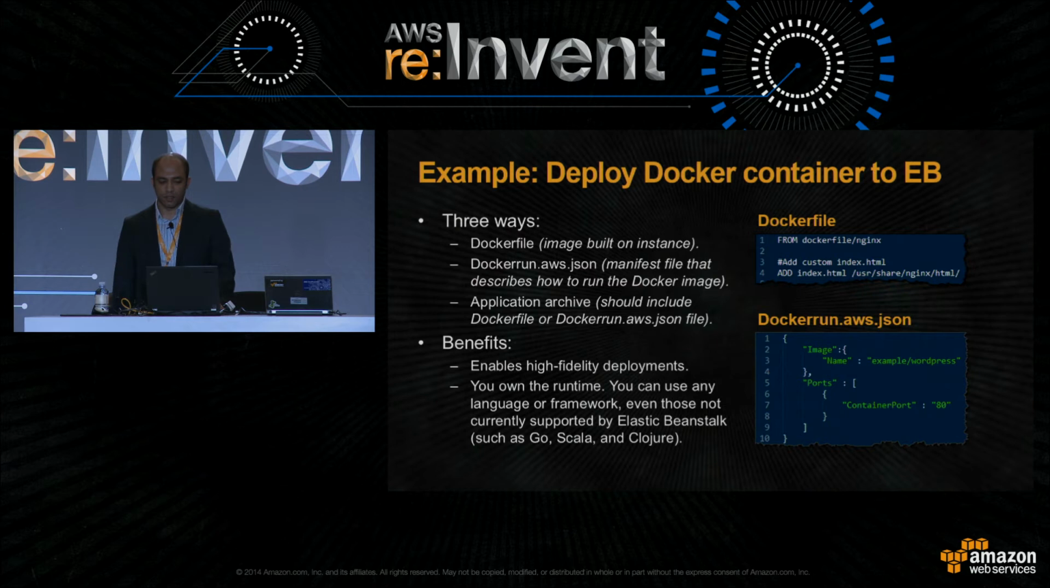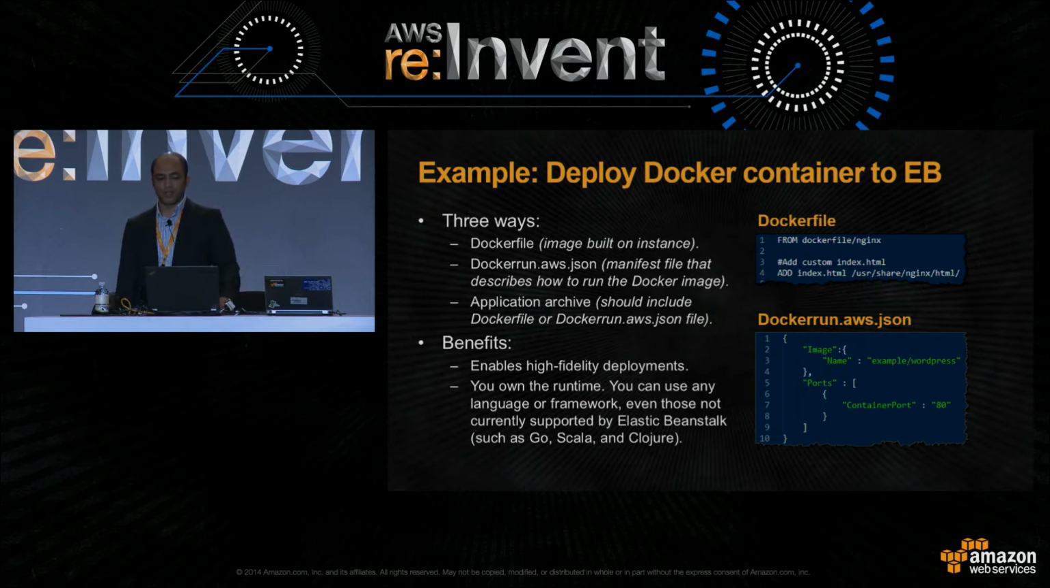All right, so let's look at how you deploy Docker containers to Elastic Beanstalk. We've got 3 ways to do this today. You can use a Dockerfile. If you use a Dockerfile, the images are built on the instance. Elastic Beanstalk supports both the public Docker Hub repository and private repositories. So if you wanted to set up a private repository, you could.